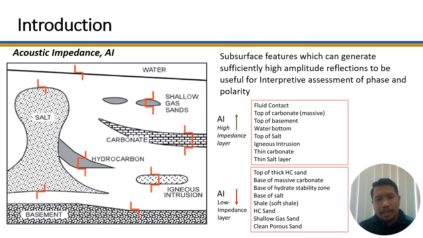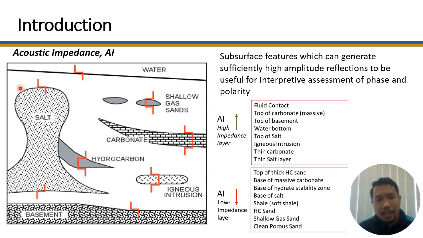The diagram on the left illustrates the different sources of seismic reflections that are typically strong enough to be useful for interpreting phase information. Phase information is basically a measure of the timing of a seismic reflection, and it can be used to identify different types of rocks and geological features. Basically, all the features here have potential indications for determining the phase information.